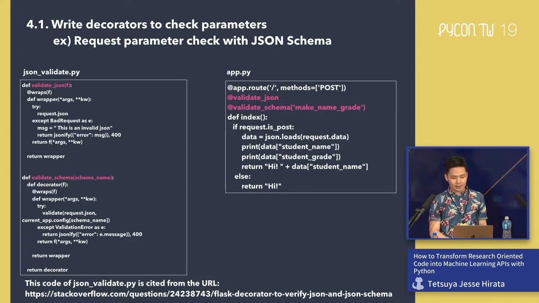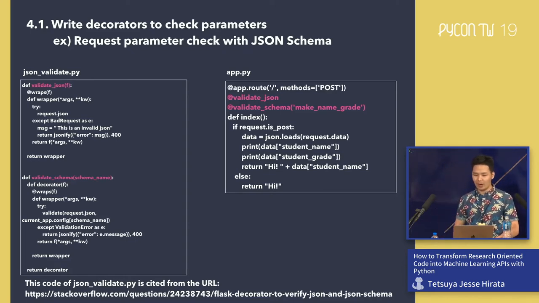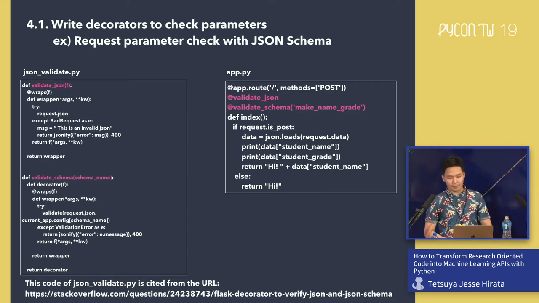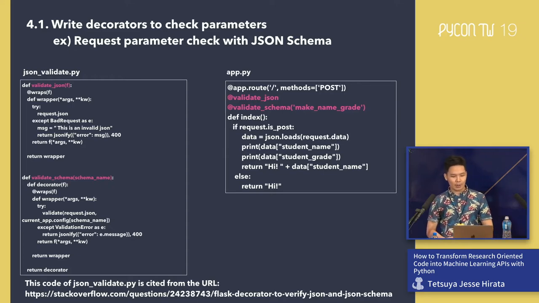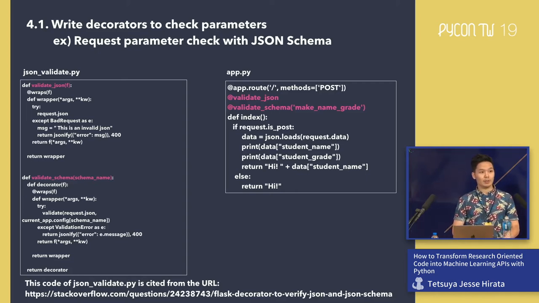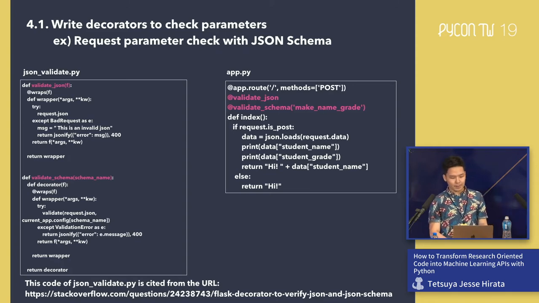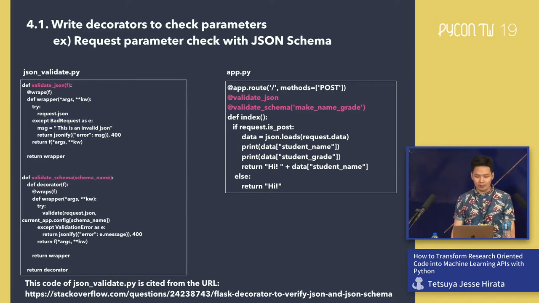Based on the JSON schema, the JSON validate.py validates request parameters. The first validate JSON function checks whether the JSON schema exists or not. The second validate schema function checks whether the request parameters are correct or not based on the JSON schema defined in the previous slides. In order to execute these functions, write the function name as syntax sugar under the endpoint.